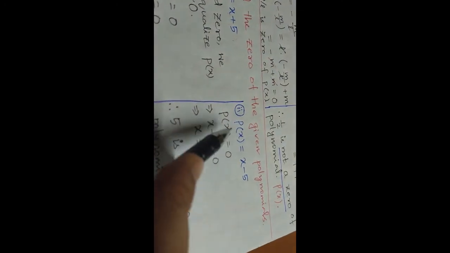Next, question number 2. p(x) equal to x minus 5. Now we have to put p(x) equal to 0. So p(x) equal to x minus 5, I am putting 0. If we take 5 to the other side, x equal to 5. That means 5 is the 0 of p(x).